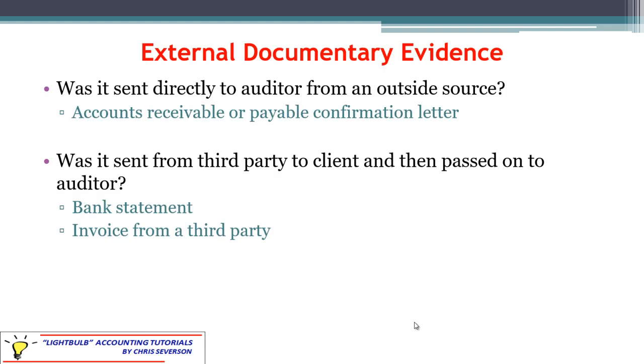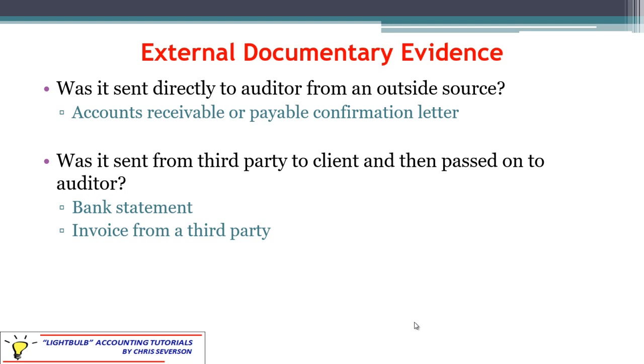Now, when we get to the external documentary evidence, well, again, the question is, this came from an outside party, so it's something generated by an outside party, third party, unrelated to the company. But the question is, who was it sent to? Was it sent directly to the auditor from that outside source? This would be like an accounts receivable confirmation or an accounts payable confirmation letter.